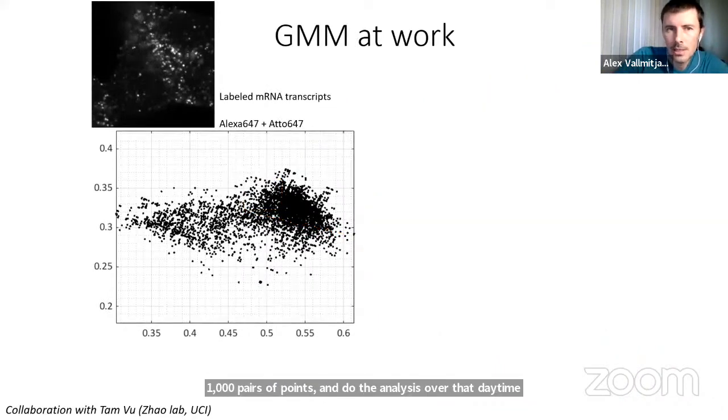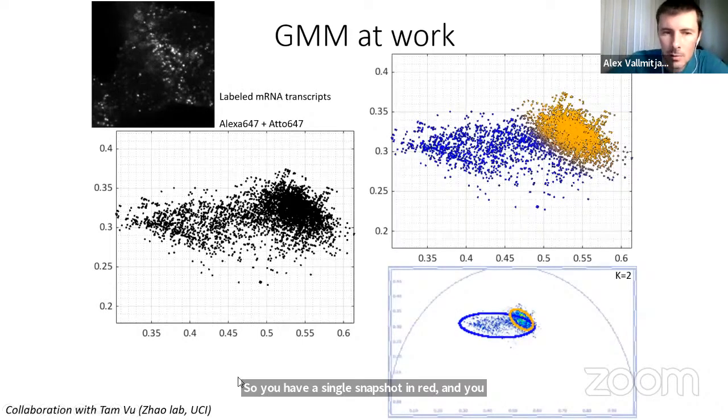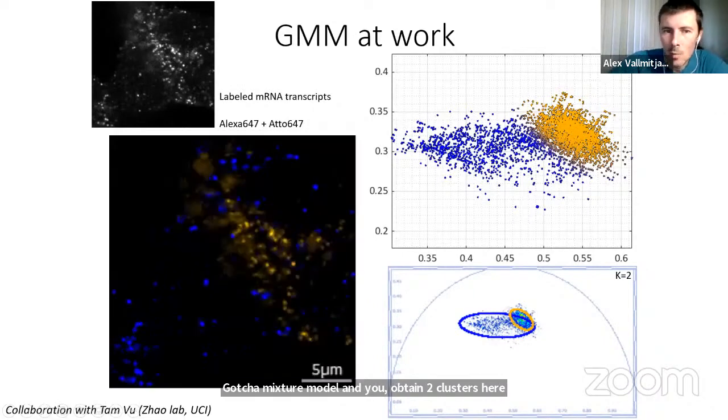So yeah, these are labeled. We have 2 transcripts labeled with Alexa 647 and Atto 647. These are 2 dyes that emit in red, but have different lifetimes. So you have a single snapshot in red and you distinguish by lifetime. You run the clustering Gaussian mixture model and you obtain 2 clusters here that allows you to, as I said, go back to the original space and resolve one from the other. And again, there are also some points in the middle that you may want to discard, or at least you know that you're not sure which of the 2 they belong to.